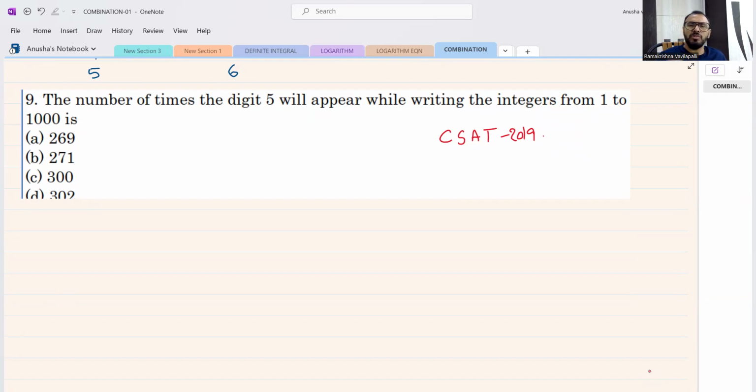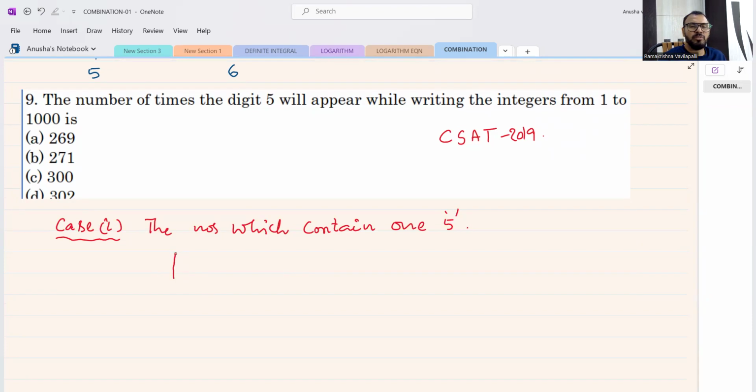Well, here the point is, we'll calculate in the simplest manner. Case 1: the numbers consisting only 1 five. The numbers which contain only one 5.